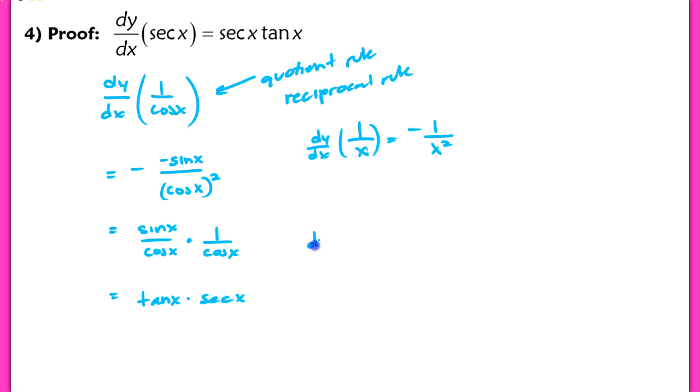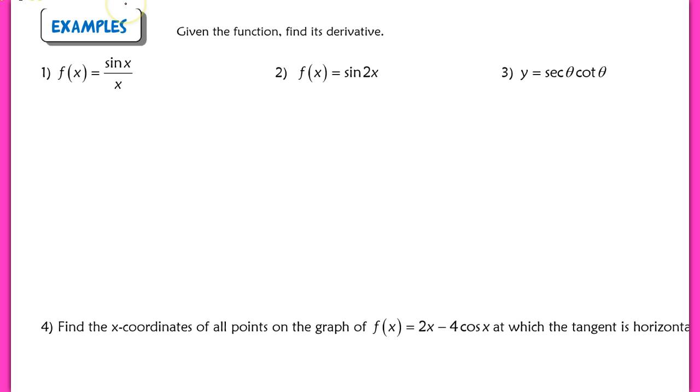We want to show that the derivative of the secant of x is equal to secant x times the tangent of x. All right, so let's now work through some examples where we're going to find the derivative of functions. Now, each of these functions have some sort of trig function in them. So our first example is a function defined as the sine of x over x.